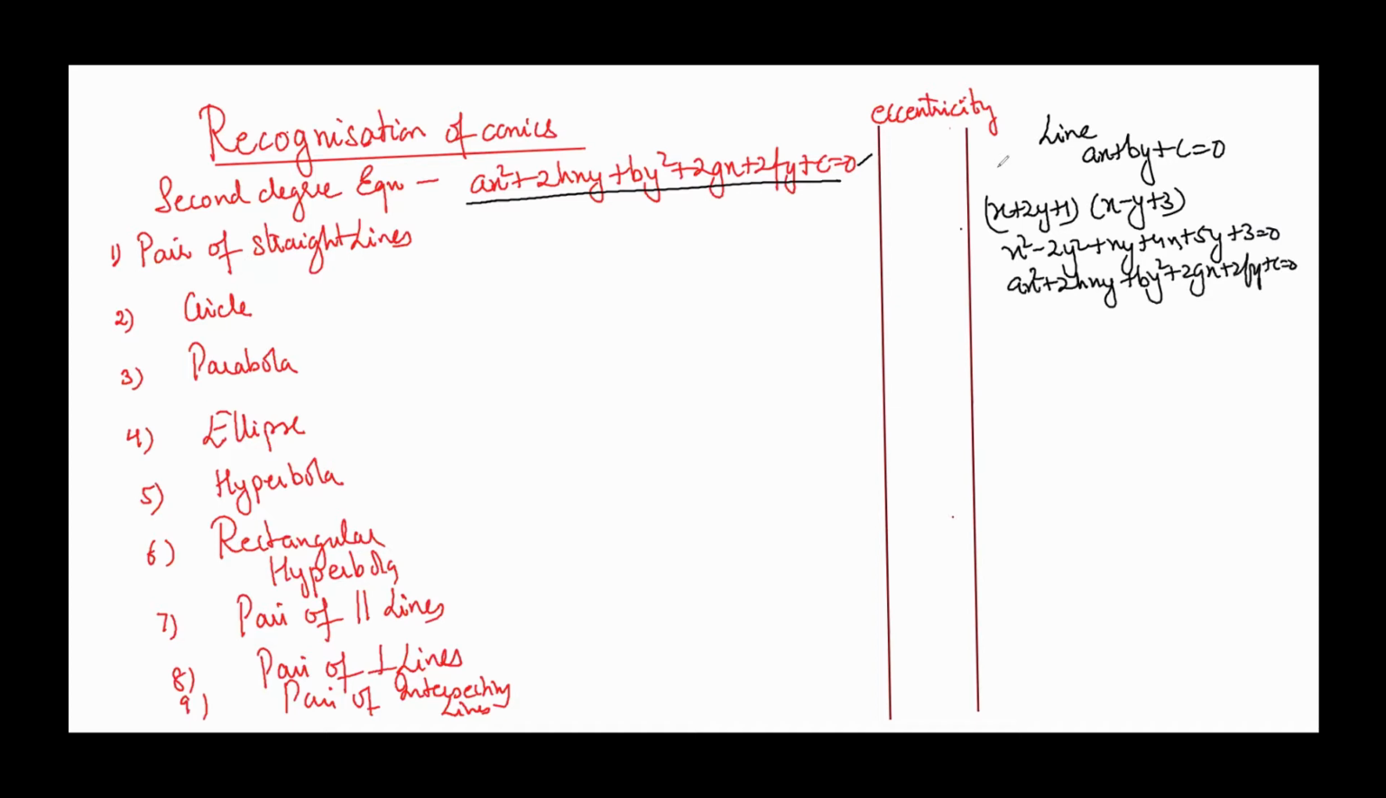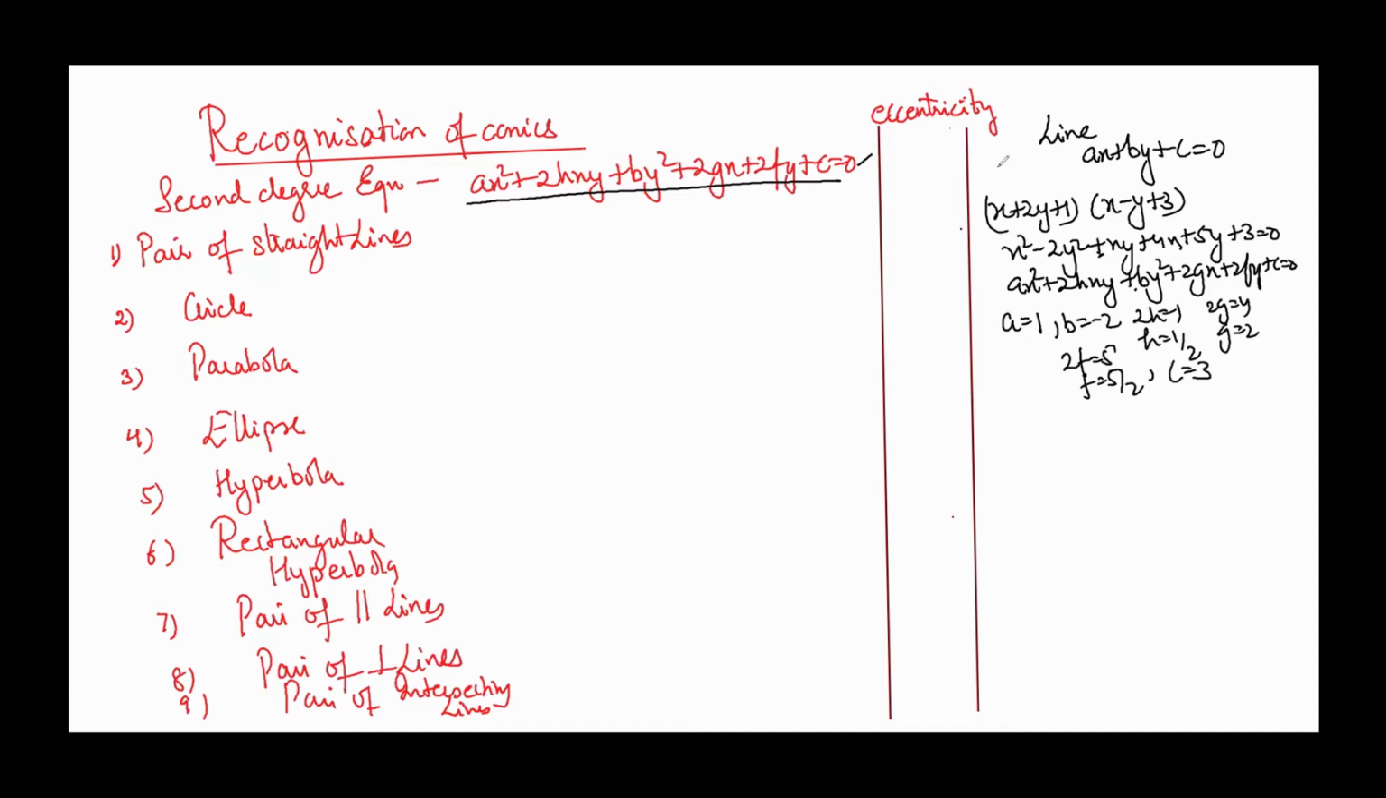And easily we can find out a is here the coefficient of x square, that is 1. b is the coefficient of y square, that is here minus 2. 2h is the coefficient of xy, so here I have 1, so h comes out to be 1 by 2. 2g is here 4, so g is here 2, and 2f is here 5, so f is here 5 by 2, and further c is here 3.